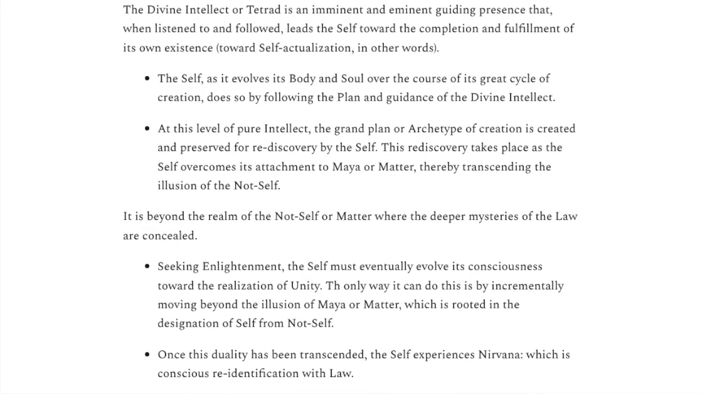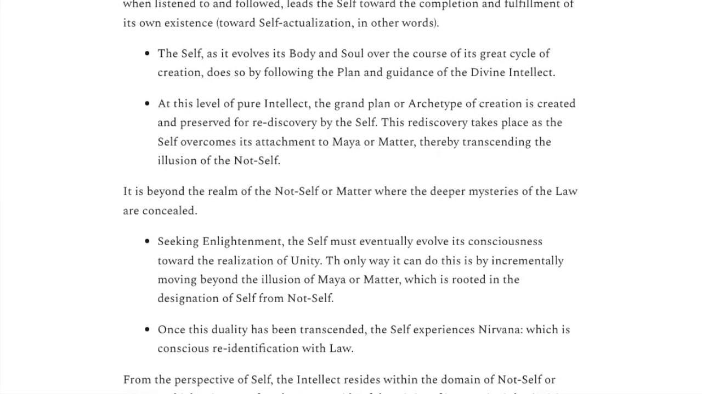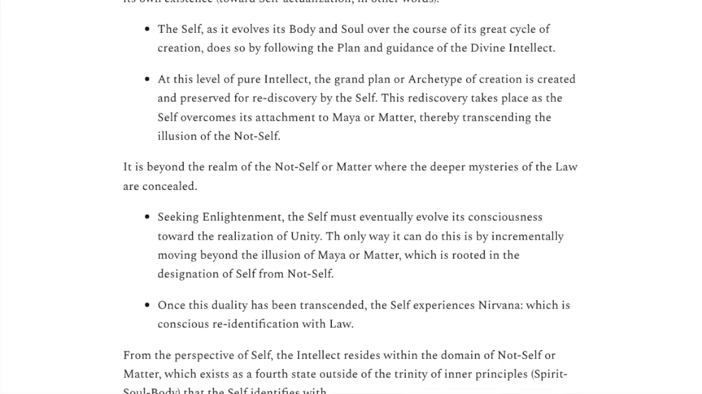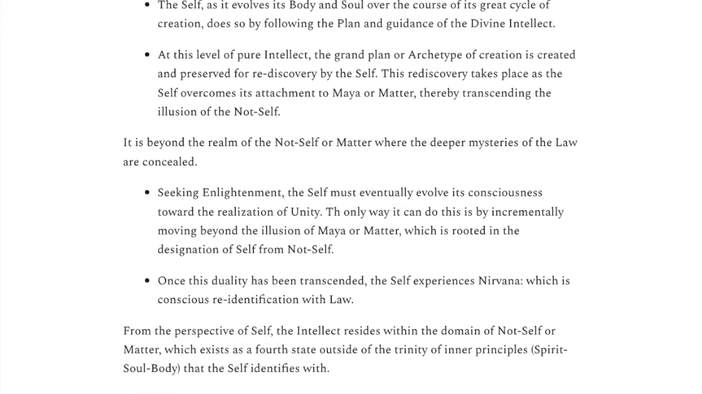It is beyond the realm of the not self or matter where the deeper mysteries of the law are concealed. Seeking enlightenment, the self must eventually evolve its consciousness toward the realization of unity. The only way it can do this is by incrementally moving beyond the illusion of Maya, or matter, which is rooted in the designation of self from not self. Once this duality has been transcended, the self experiences nirvana, which is conscious re-identification with the law.